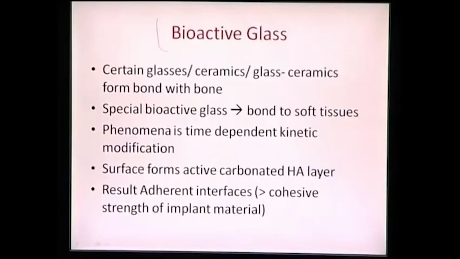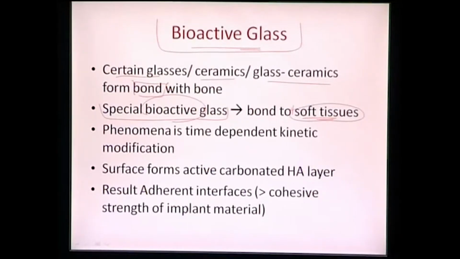And one more way of classifying the material is, apart from the porous materials and the inert materials, there is another class called bioactive glass. Certain glasses or ceramics or glass ceramics, various classes of this bioactive glass, can form a bond with the bone, and there are some special bioactive glasses which can even bond to soft tissues. So we have our hard tissues, and we also have soft tissues, so we can have some bioactive glasses which are highly special, so they can bond even to soft tissues.